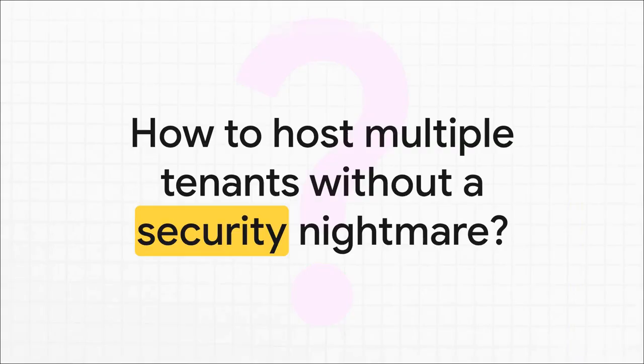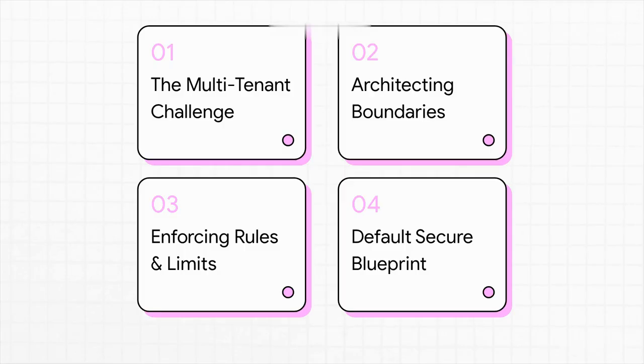This really is the fundamental question, isn't it? How do we share resources efficiently without letting one tenant's mistake, or worse, a malicious actor, impact everyone else? This isn't just about some technical configuration. It's a core architectural decision that can literally make or break your entire platform. So to answer that, we're going to build out an architect's blueprint together. We'll kick things off by really defining the challenge, then we'll architect the boundaries, enforce the rules, and finally pull it all together into a secure by default blueprint you can actually use.